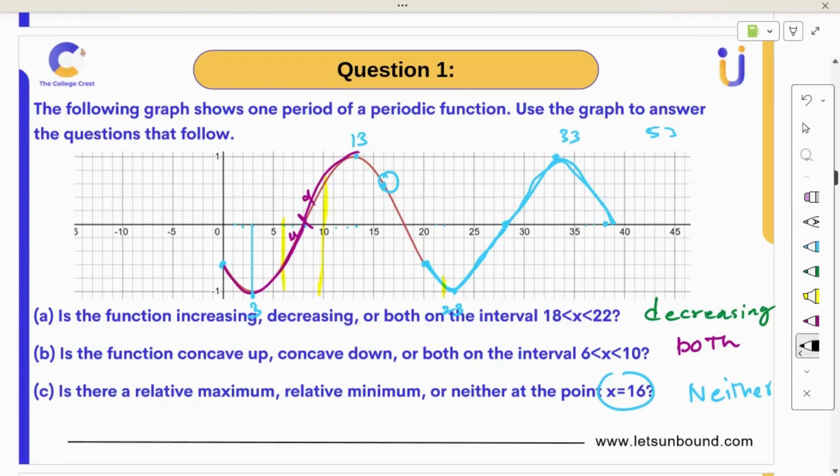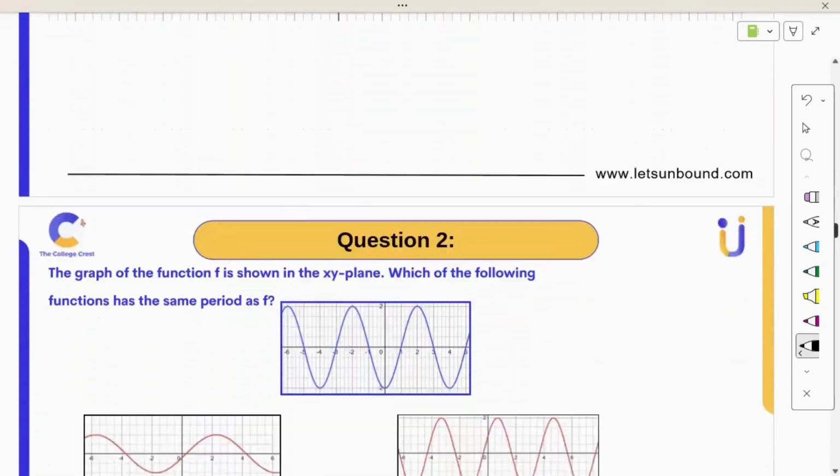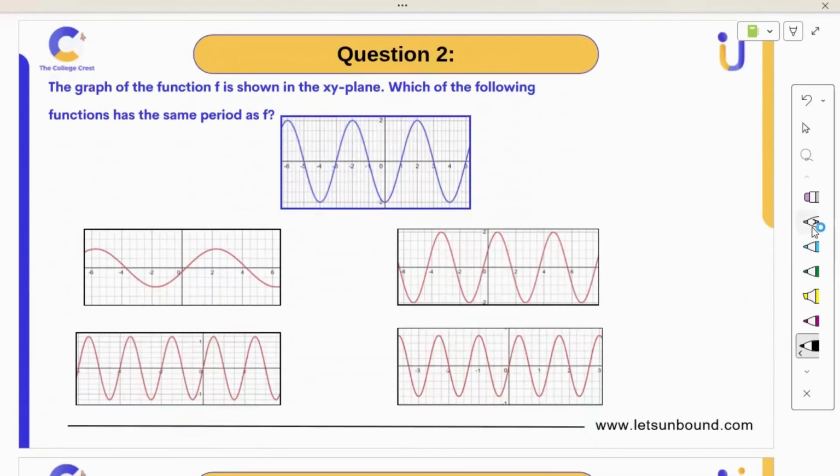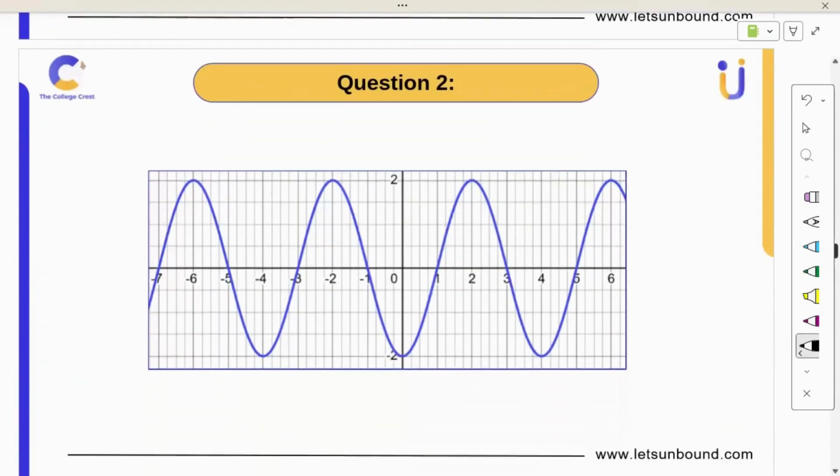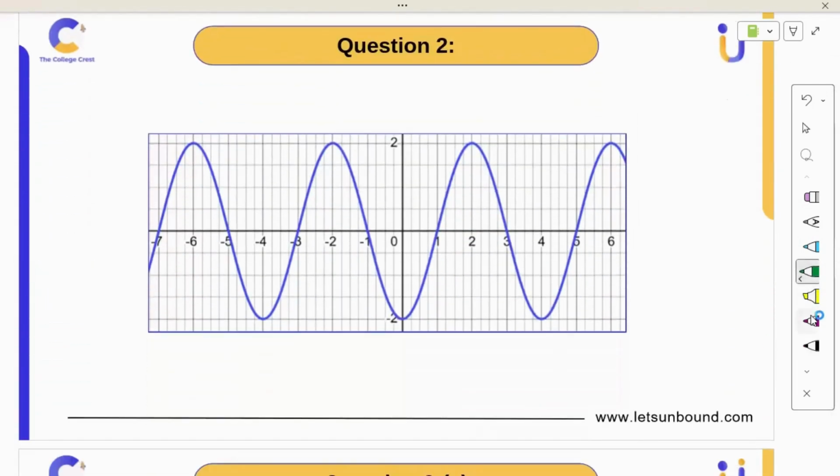That's simple. This is a periodic function, and we are discussing the features here. Now, the graph of the function f is shown in the xy plane. Which of the following has the same period as f? So we should find the period of all of them, and the one which matches the blue graph will be the correct answer. So let's find the period of this.